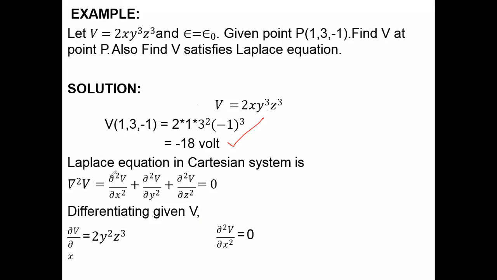So the Laplace equation in the Cartesian form is given like this: del square V upon del x square plus del square V upon del y square plus del square V upon del z square is equal to 0. Now you have to first differentiate V. If you differentiate this with respect to x, what will be the value? Can you tell me?